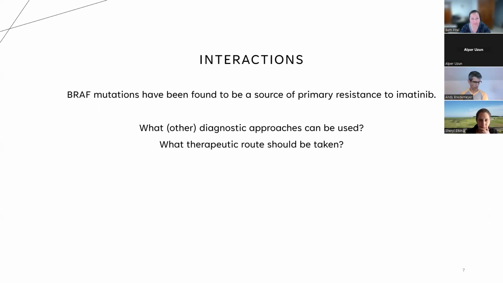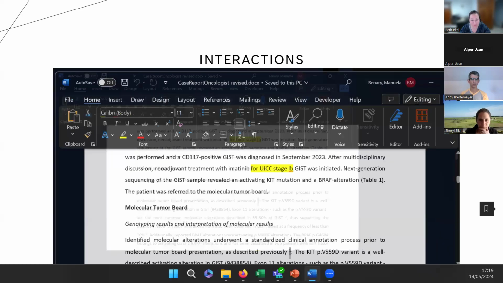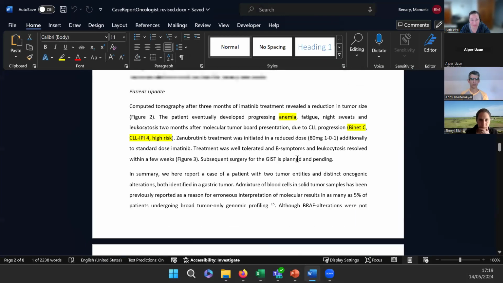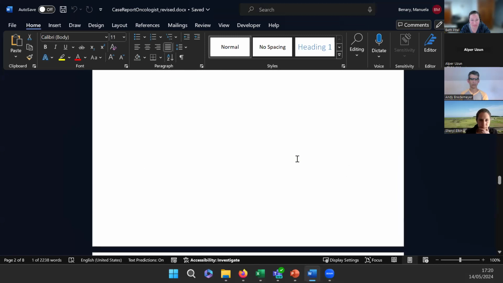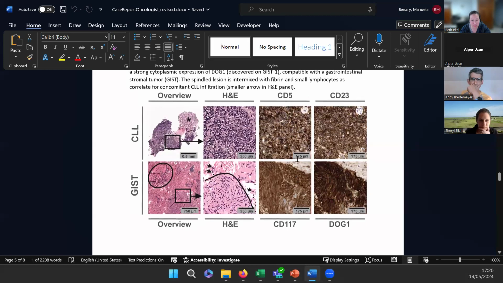Let me just see if I can open that up. I have to admit though, I'm not very good at reading this. Is it already shared? Is that part shared as well now? Can you see the histology? Yeah, I can see it. Okay, great. I wasn't sure whether I was sharing the full screen or just the presentation.